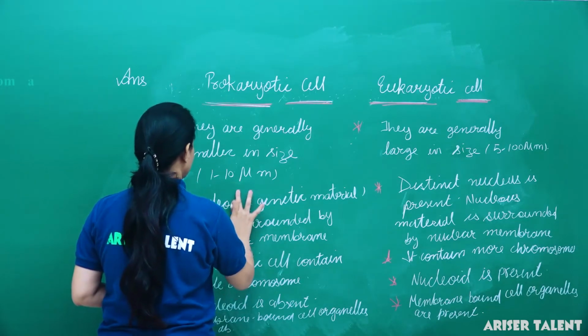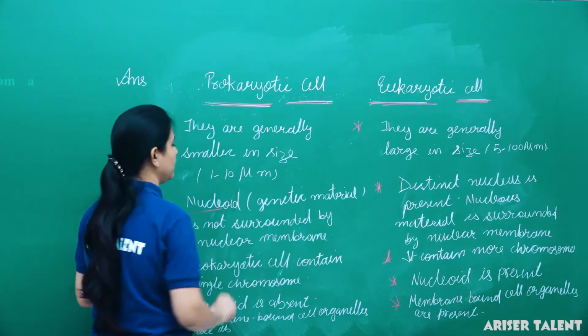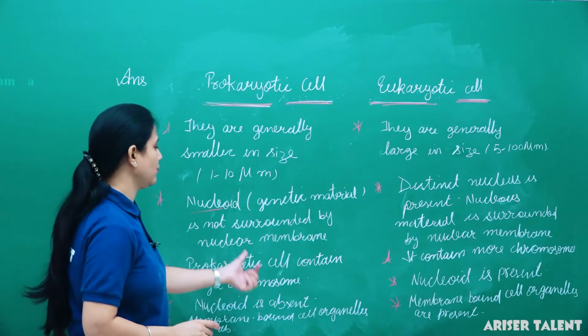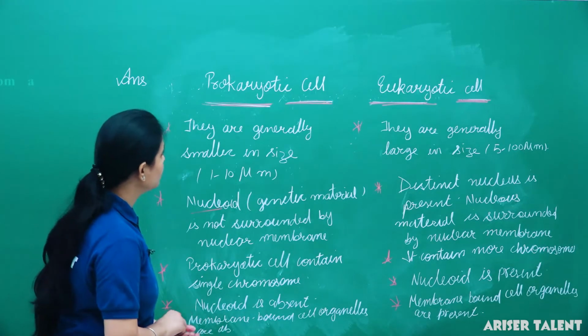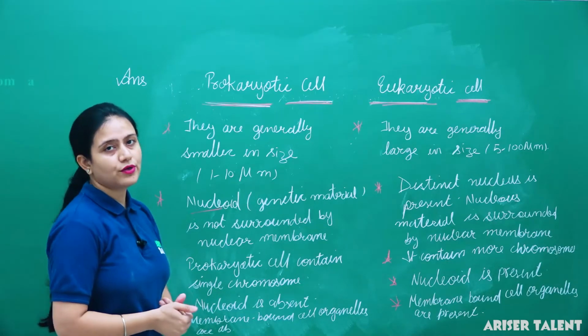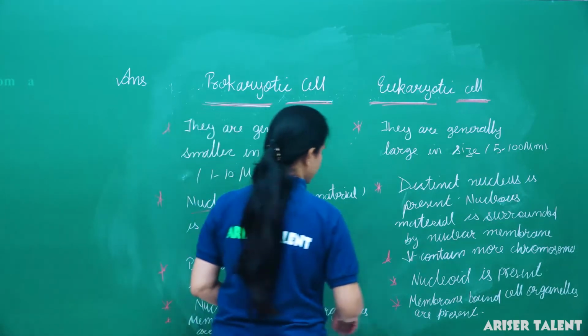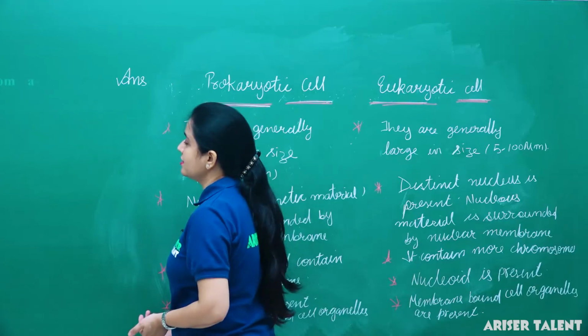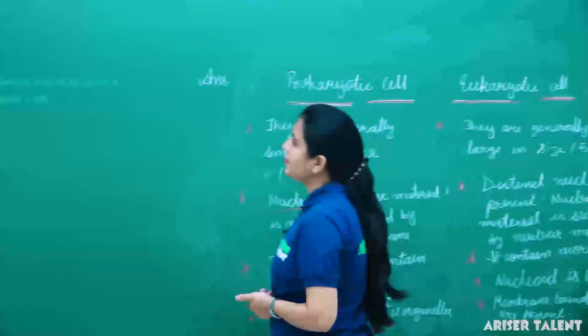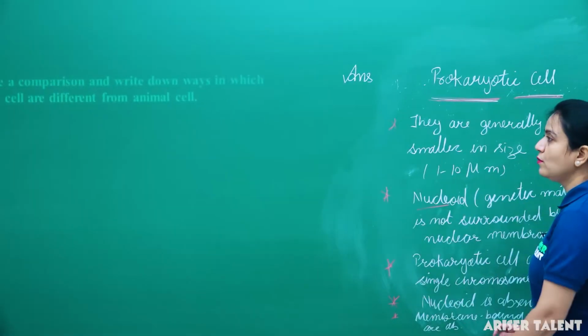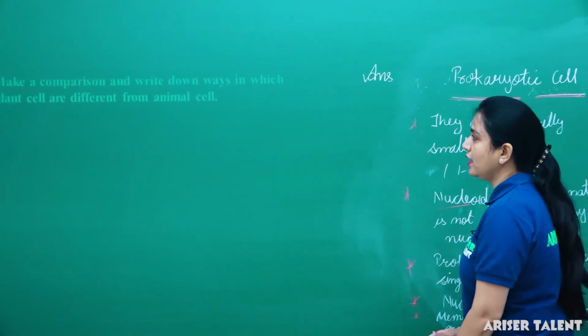Okay, so nucleoid means genetic material is not surrounded by nuclear membrane. So these are the differences between prokaryotic cell and eukaryotic cell. Next is, make a comparison and write down ways in which plant cells are different from animal cells.